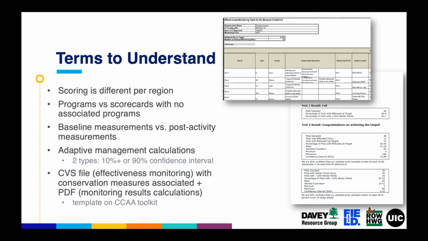And you can export a number of files as well. So you can export your effectiveness monitoring CSV file, which has those conservation measures that are associated, and you can submit it for your CCAA report, as well as that PDF of your monitoring results calculation. So it does all of the calculations for you. And if you want to look at what the CSV file looks like, we've also got that template on the CCAA tool. So those are just some brief overviews of what Dawn's going to show you.